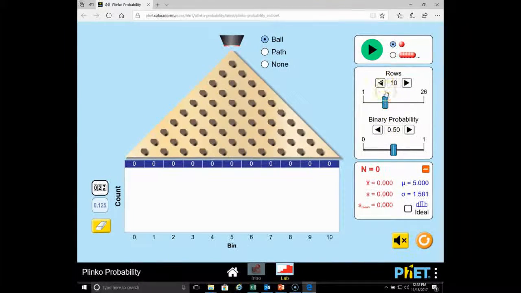So I'm going to cut this down to 10 rows, and what this looks like is a series of 10 rows of pins or pegs. The first row has only one peg, the next one has two. Now the way I have this simulator set up, the underlying distribution or population from which the samples will be obtained is a normal distribution with a mean of 5.